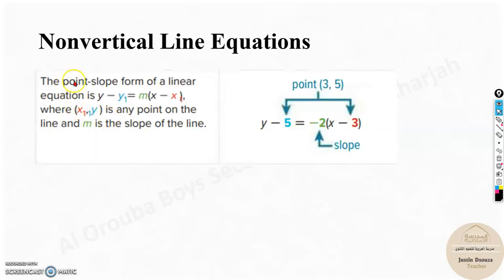Now the other equation is point slope form. Point slope is given by y minus y1 equals m of x minus x1. You can see over here, for example, the point 3 comma 5. So the y1 will be the y value of the point, so y minus 5 equals minus 2 of x minus 3. The slope is minus 2 and these are the points. So from these we can directly get the slope. If we understand this thoroughly, we can easily find the slope.